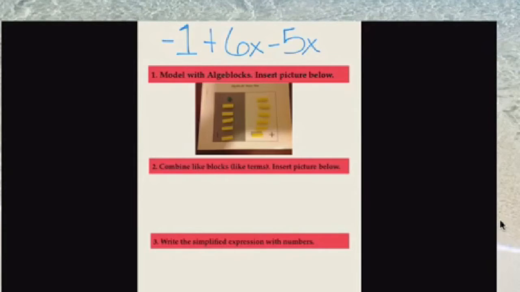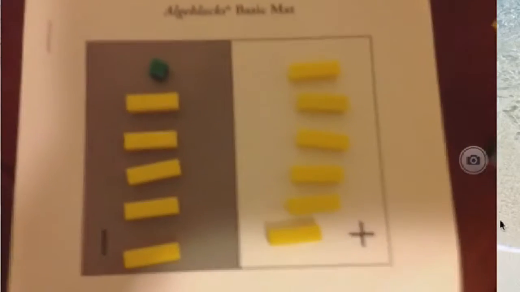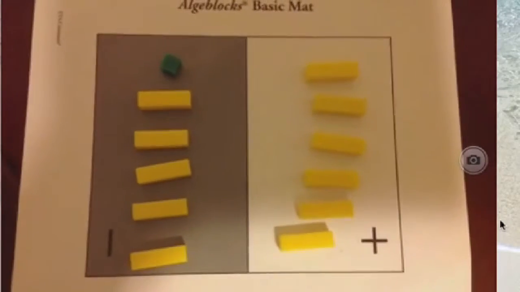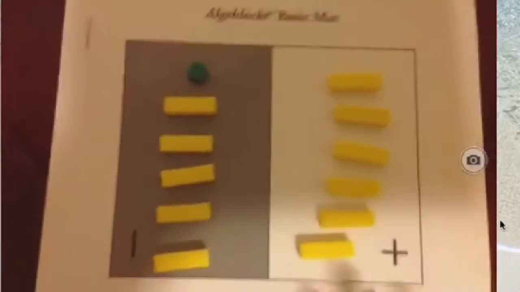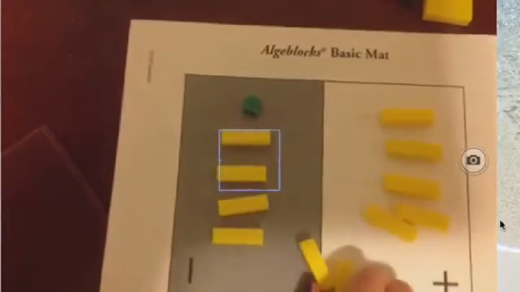Okay, remember our next step is to combine like blocks or like terms. So let's see what we can combine. Well, I see a lot of yellows here that we could combine, right? But remember, some are positive and some are negative. So just like with the green blocks, when I combine one positive x with one negative x, that makes 0. One positive plus one negative equals 0. So I'm going to start making my 0 pairs with my x's.